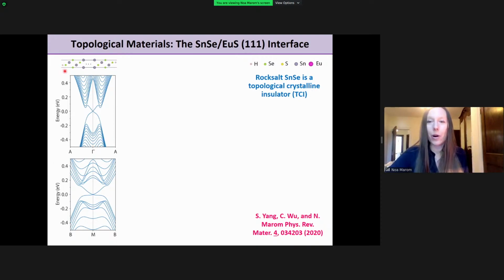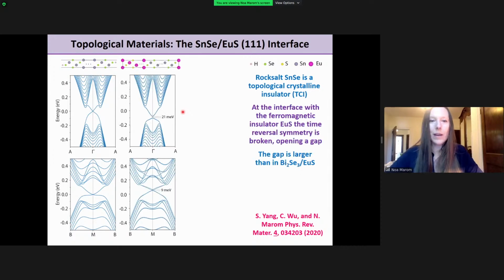So now we want to know if we can somehow open a band gap in this topological state in order to be able to use it for devices. At an interface with a ferromagnet, the time reversal symmetry is broken, and then you can open a gap in this topological state. You can see in this case, we open a little gap of 21 meV at the gamma point and 9 meV at the other point, when it's interfaced with europium sulfide, which is a ferromagnetic insulator. It may seem very small, but it's actually larger than the previously proposed material combinations.